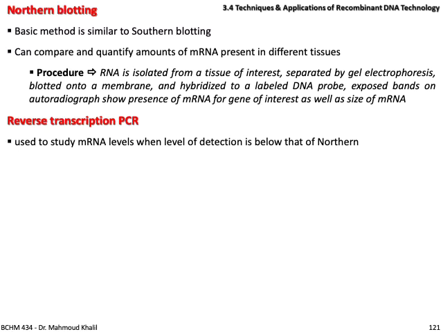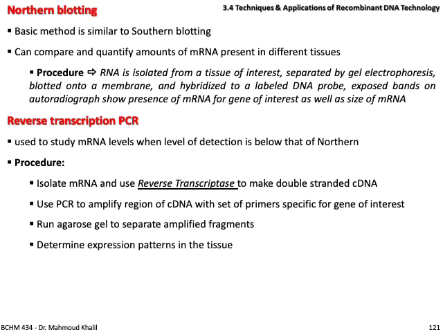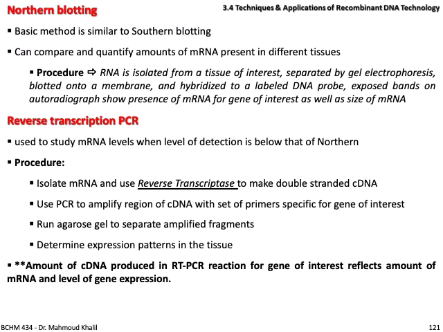RT-PCR is used to study messenger RNA level when the level of detection is below that of northern blotting. The procedure is pretty much the same, except you're doing PCR: isolate messenger RNA, do reverse transcription to make double-stranded cDNA, use PCR with a specific primer to amplify the gene of interest, run agarose gel to separate amplified fragments, and then you determine the expression pattern in the tissue. The amount of cDNA produced in the RT-PCR reaction of a gene of interest reflects the amount of messenger RNA and the level of gene expression.